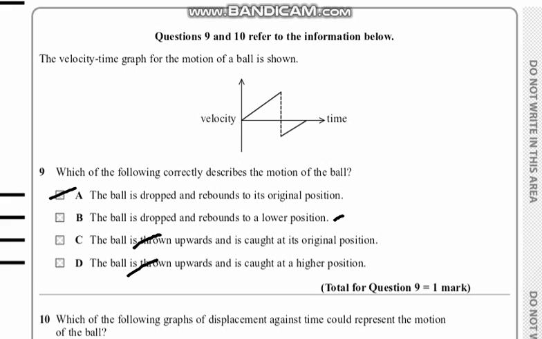Why B? Because when the ball is dropped, basically it rebounds with less energy, because the energy is being dissipated or lost as sound or heat energy. So B is our final answer.